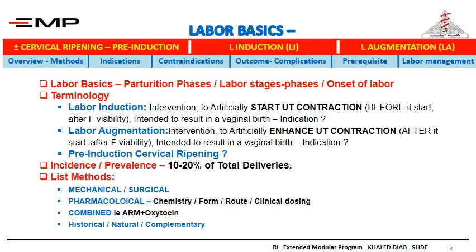Cervical ripening is a process of induction of labor that results in softening, effacement, and dilatation of the cervix, making it ripe, so that the later process of induction of labor will be more successful. Induced labors represent 10 to 20% of all deliveries related to hospital practice. The following are the main list of methods used for induction of labor. Details will be given later in this presentation.